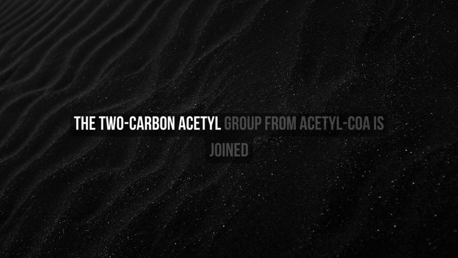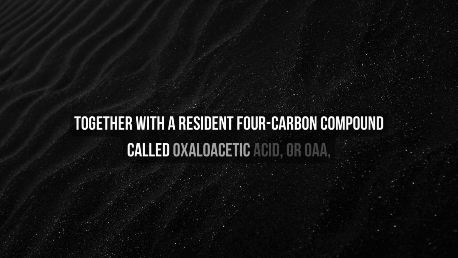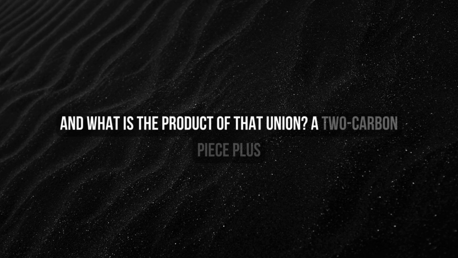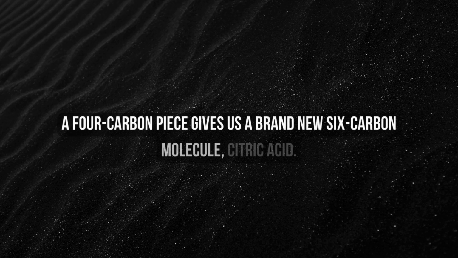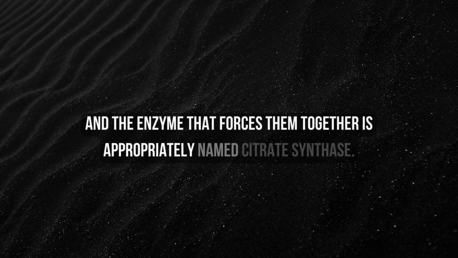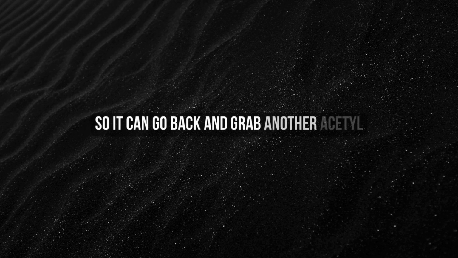The 2-carbon acetyl group from acetyl-CoA is joined together with a resident 4-carbon compound called oxaloacetic acid, or OAA, and a molecule of water. And what is the product of that union? A 2-carbon piece plus a 4-carbon piece gives us a brand new 6-carbon molecule, citric acid. And the enzyme that forces them together is appropriately named citrate synthase. During this fusion, the coenzyme A carrier is released, so it can go back and grab another acetyl group from the link reaction.